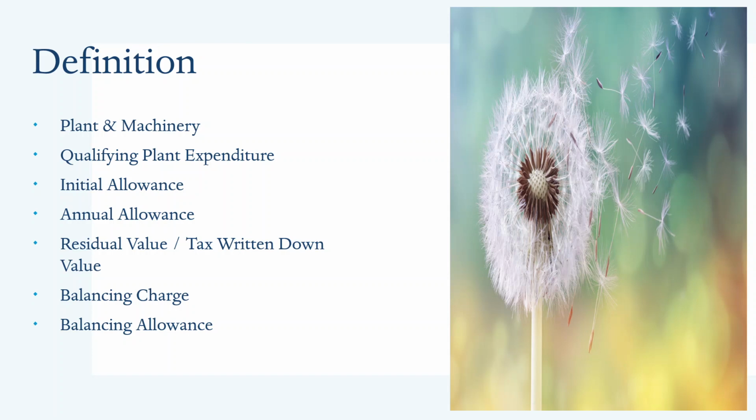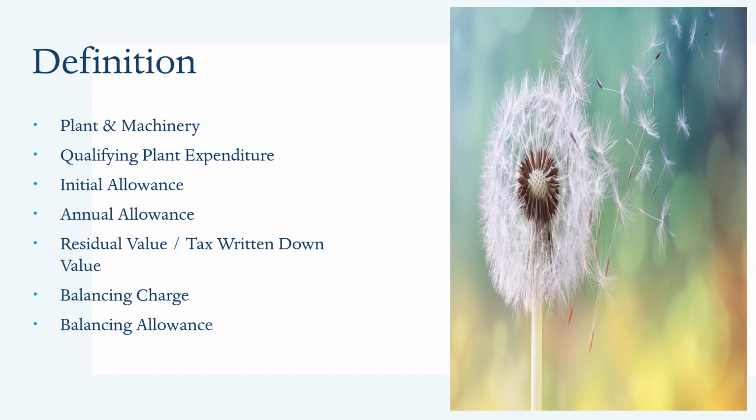Qualifying expenditure is similar to what you learn in accounting, which is cost. However, for tax purposes, we have to identify whether whatever cost incurred during that basis period is actually qualified or not. That's why it is called qualifying plant expenditure. That means it fulfills the criteria to be qualified.